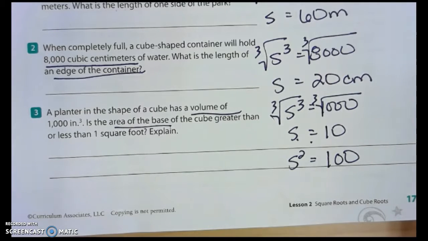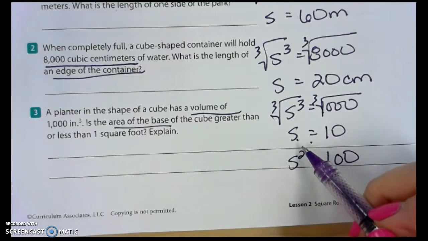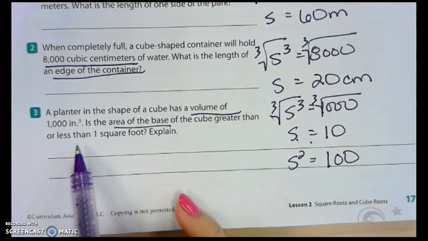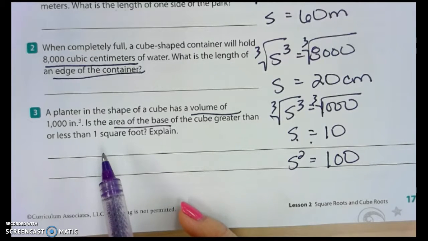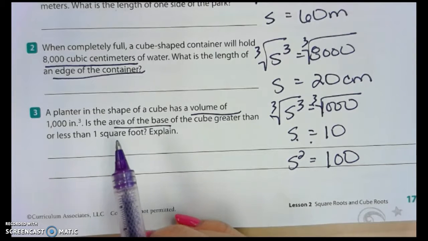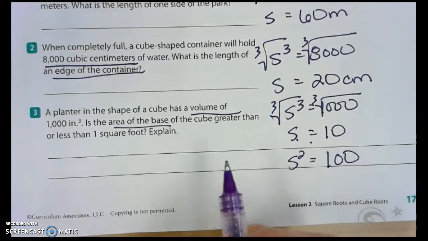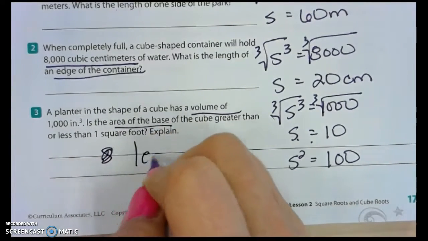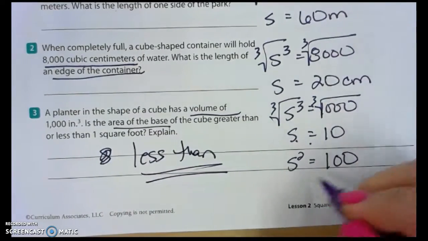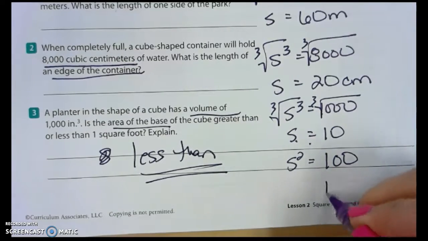Now think for just a minute. The side length of this planter was 10 inches. Okay, 10 inches by 10 inches. They want to know, is it less than or greater than a square foot, which would be 12 inches by 12 inches. So is it going to be greater than or less than? It is going to be less than, because 10 inches is less than 12 inches. Okay, the planter is smaller. It is going to be less than. The side squared for a 1 square foot would be 144.